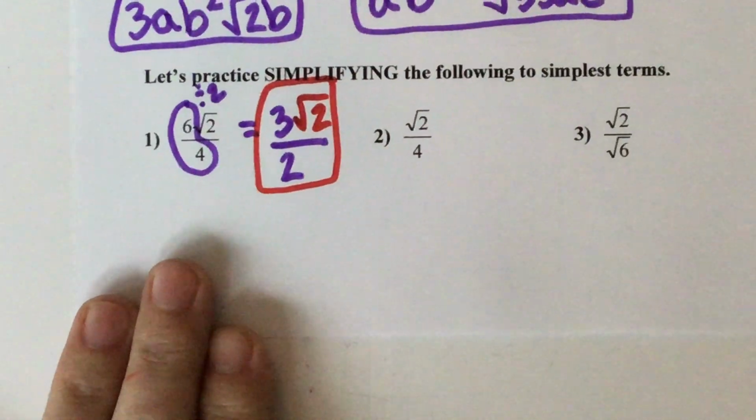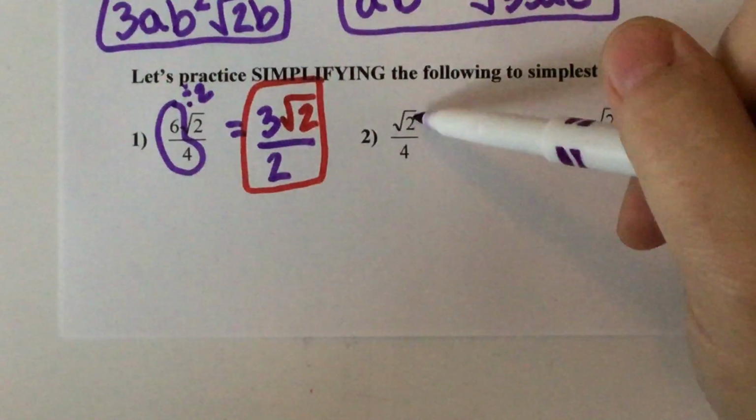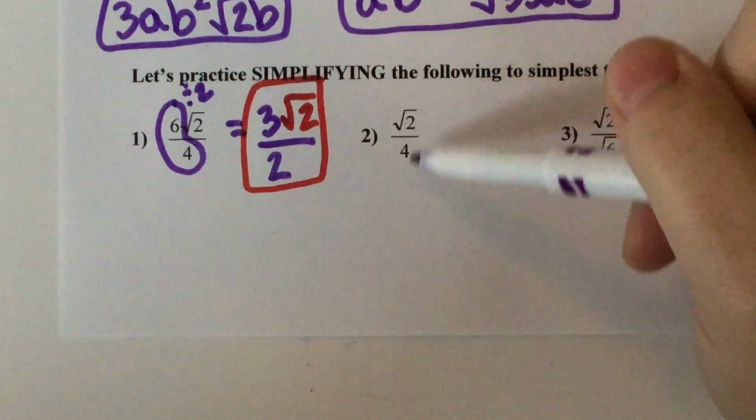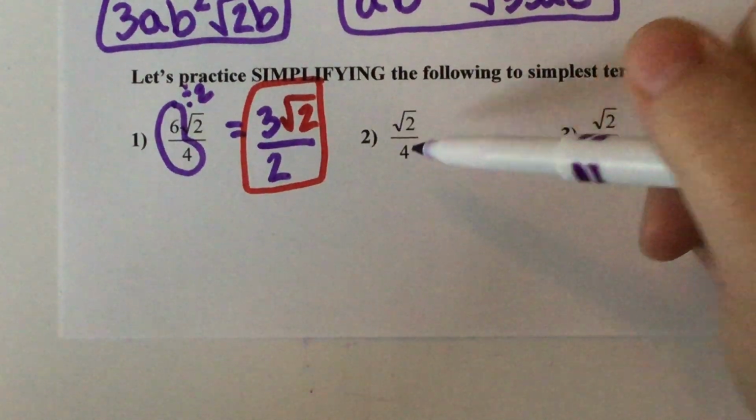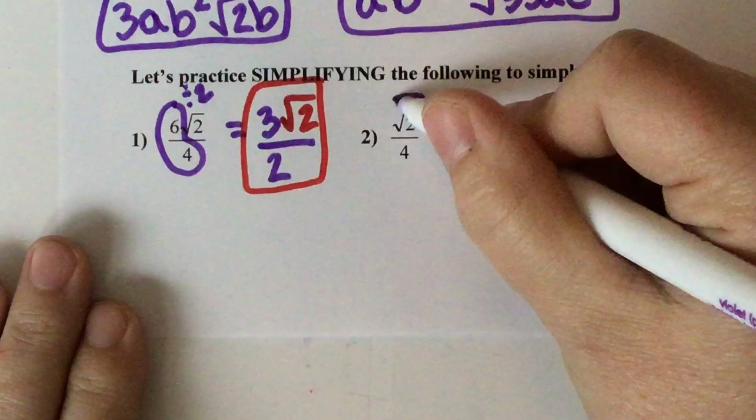Okay, number 2. Since they're not both under a square root, I'm not allowed to divide or reduce. And they're not both not under a square root. So this is it. That's my answer.